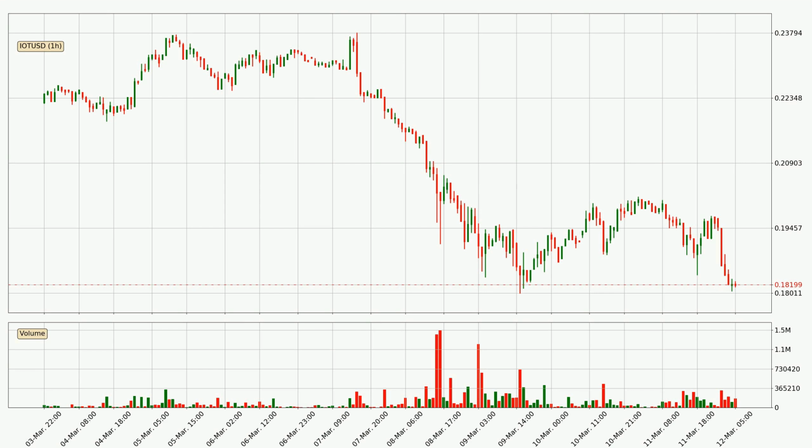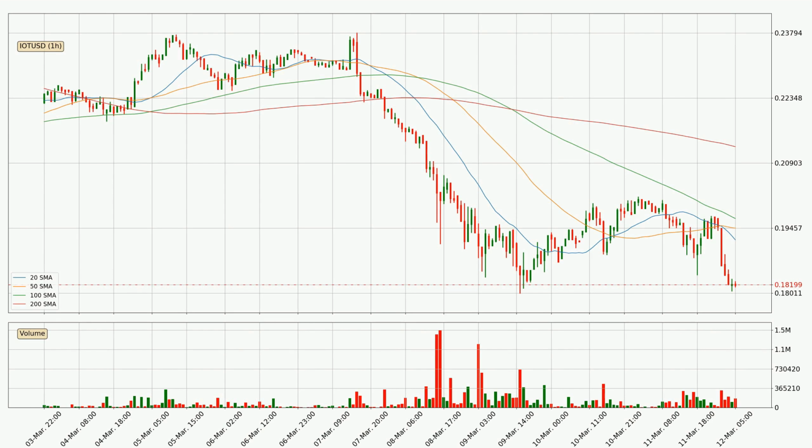Looking at the hourly time frame for IOTA, the price rapidly went down around 8.2% in the last 24 hours, with a current price of 18.2 cents. However, the volume wasn't especially high, so this move wasn't very strong. Jumping to the hourly simple moving averages, the price broke the 20 SMA to the downside, but it's not a very strong signal since the volume hasn't been very high.